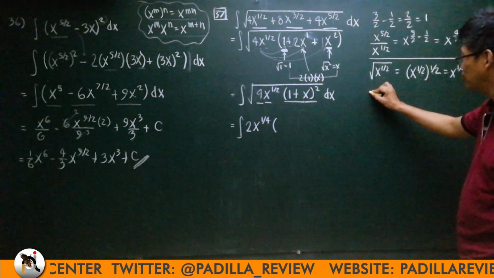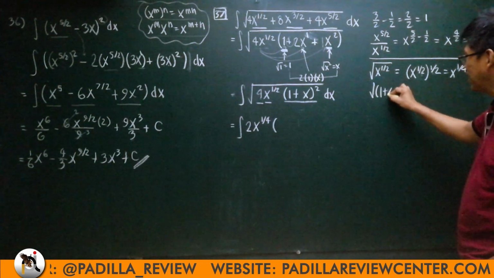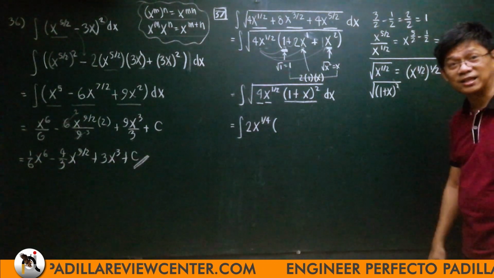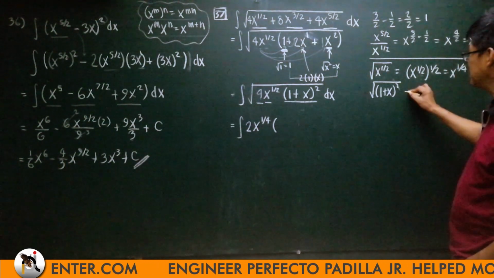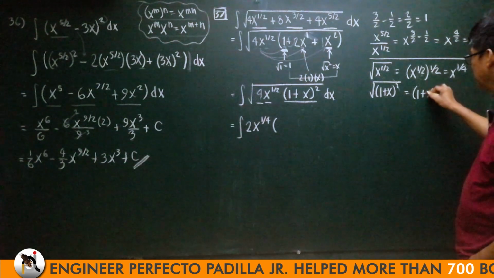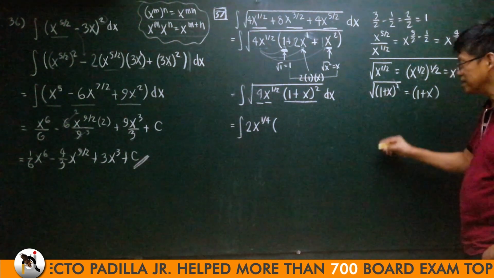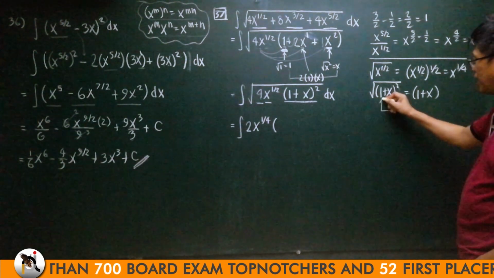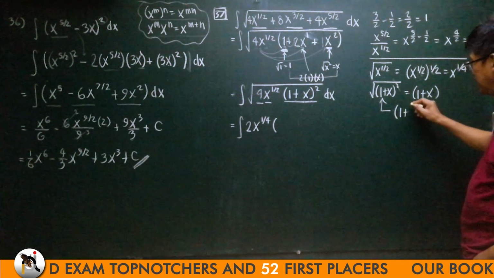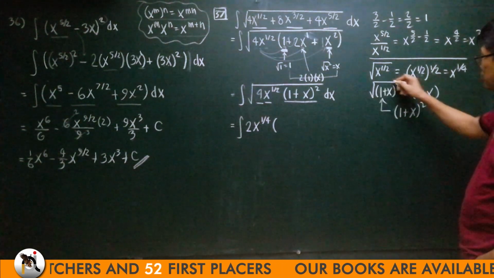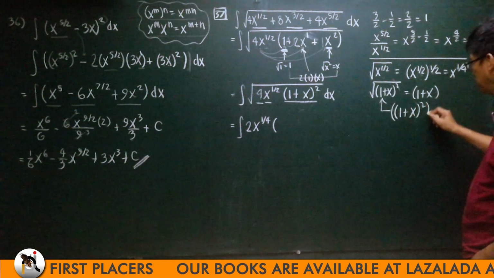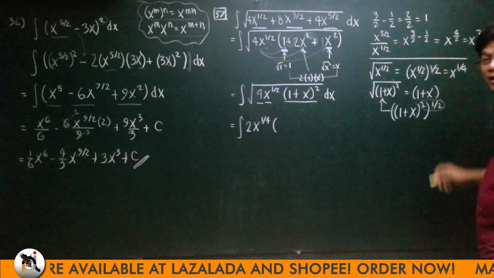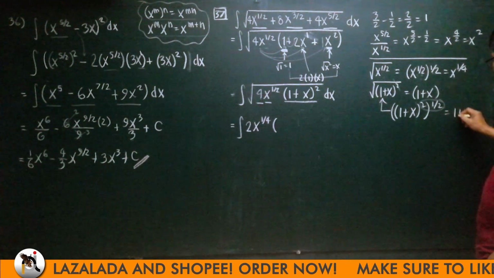What is the square root of 1 plus x squared? Square root and squared cancel each other out, right? So this is the same as 1 plus x. It is so because, following the logic, this is the same also as 1 plus x squared, and square root is the same as power of 1/2. 2 times 1/2 is 1. So this becomes 1 plus x.